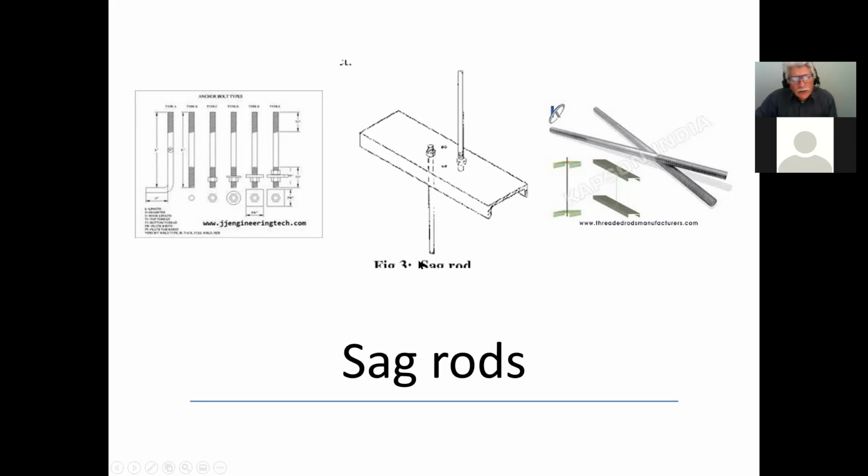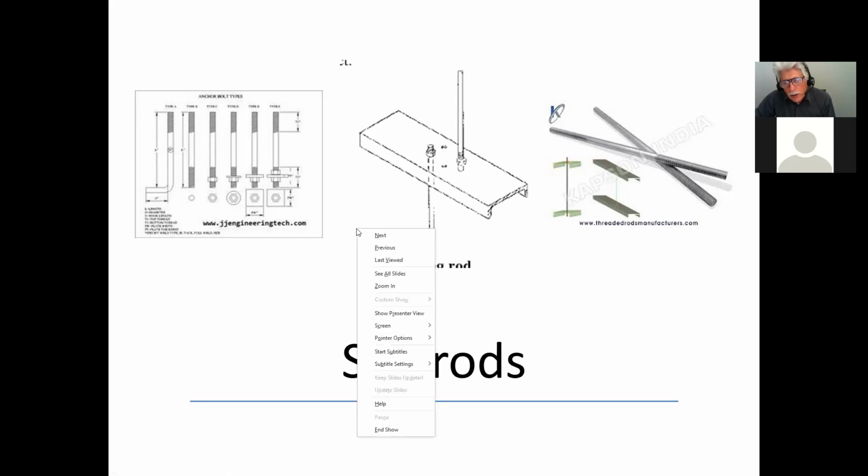So that's what sag rods are. You're going to have to show these on your drawings, and you'll see this next week. People ask, what size are they? They're pretty standard, like 1/2 inch diameter, 5/8 inch diameter. They're pretty standard rods, and as a matter of fact, this is one company that actually manufactures these things.